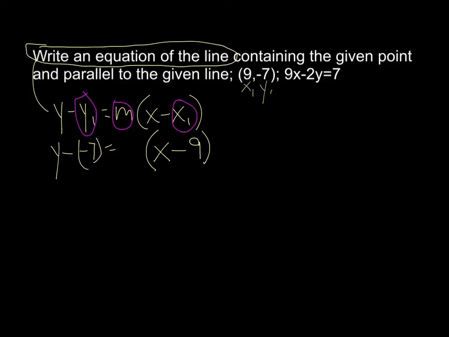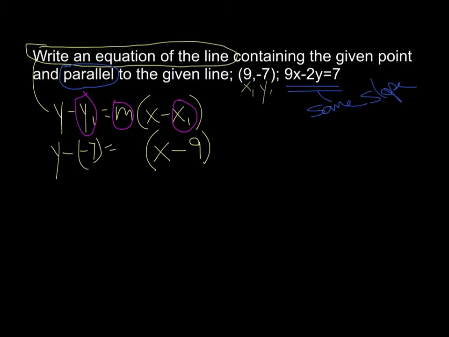Okay, so one important thing here is this word parallel. We're told it's parallel to the given line. This is our given line, 9x minus 2y equals 7. So if it's parallel, then it means it has the same slope. Whatever the slope of that 9x minus 2y equals 7 is, our slope, our m, will be the same thing. Since the y is not by itself, we've just got to rearrange this equation so that the y is all by itself.